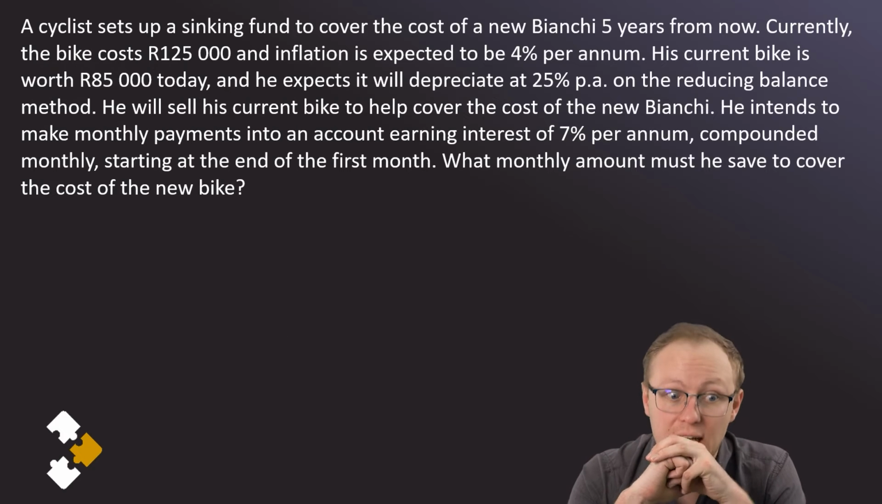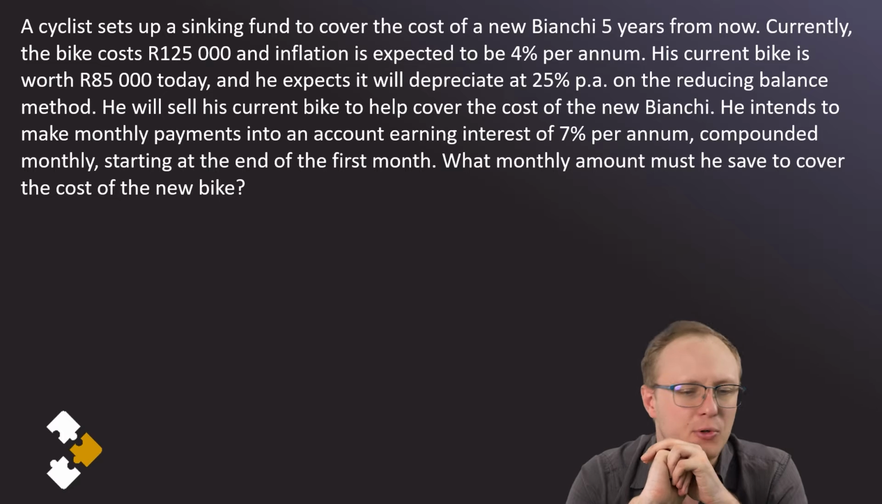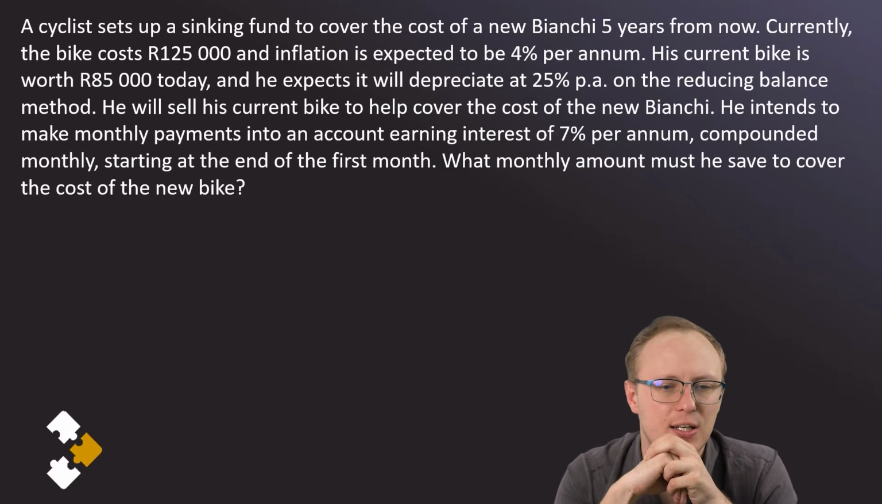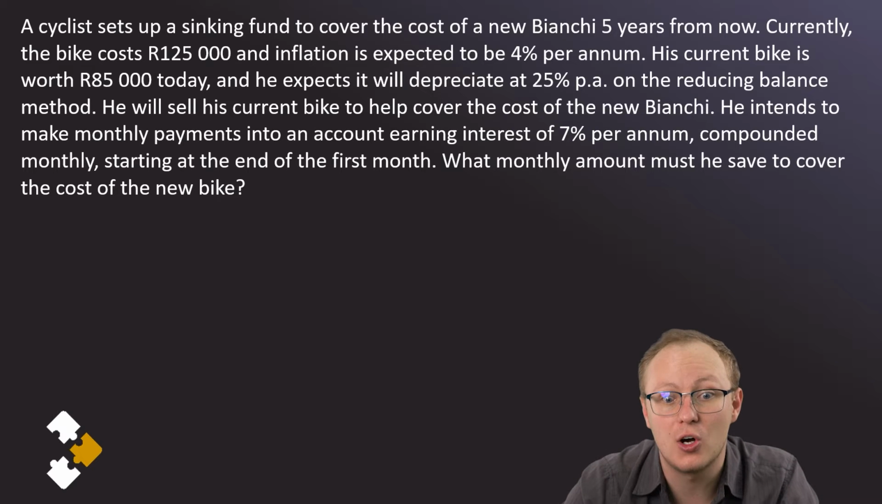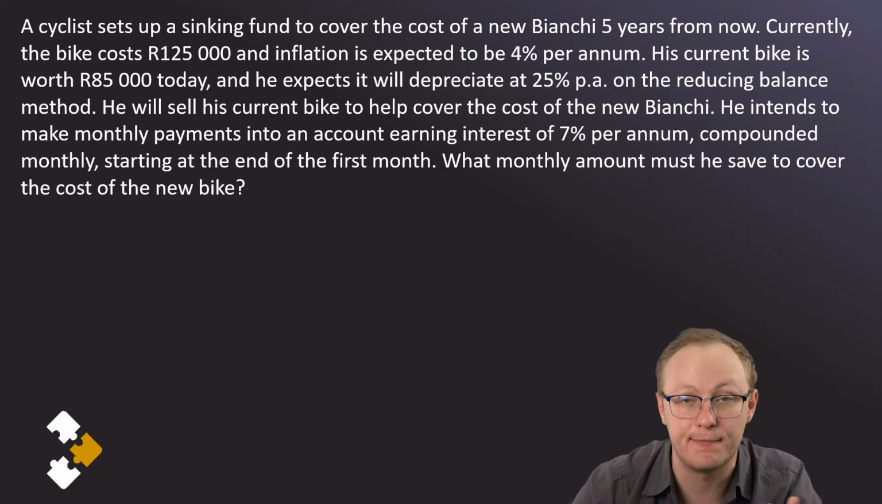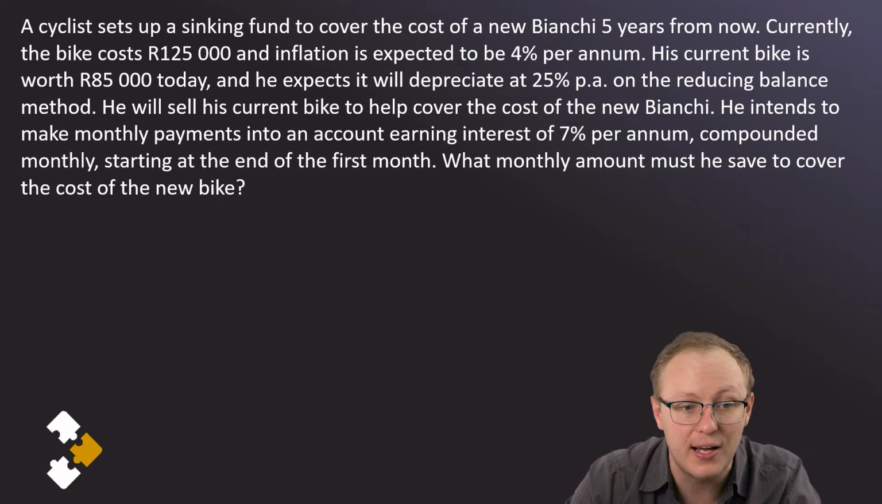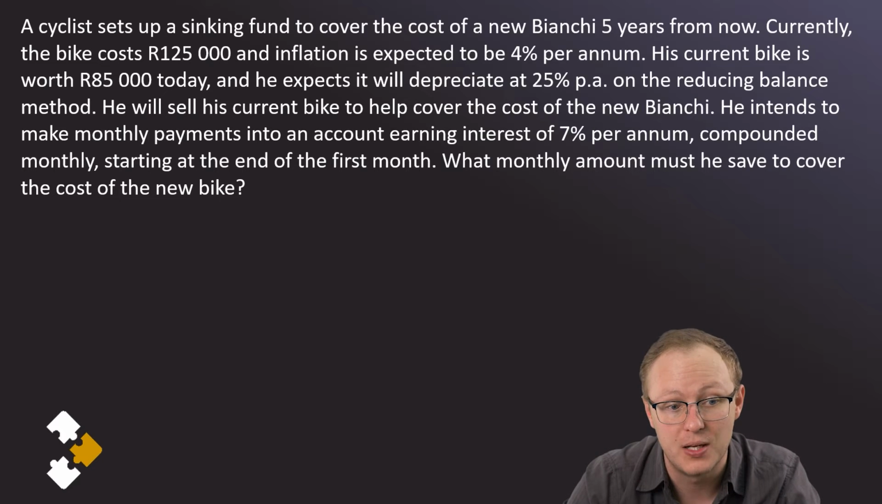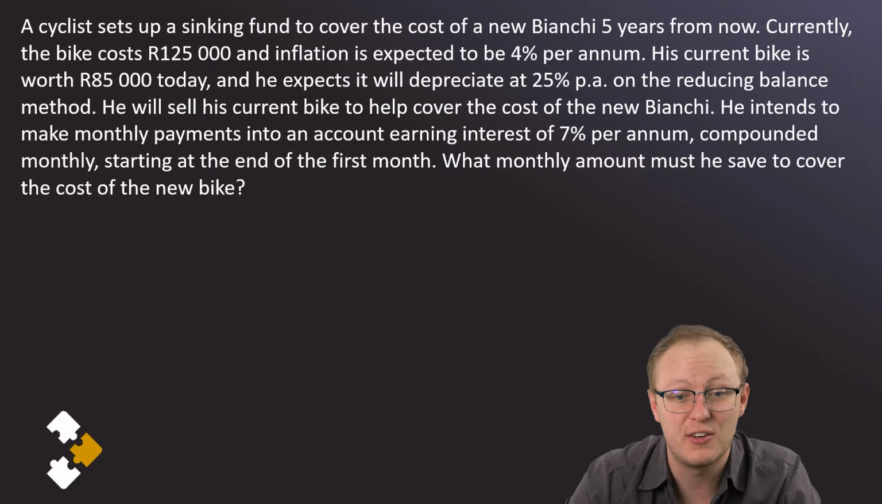So a cyclist is going to set up a sinking fund. Yeah, apparently whoever did this PowerPoint really likes cycling. A cyclist sets up a sinking fund to cover the cost of a new Bianchi 5 years from now. Currently, the bike costs 125,000 Rand and inflation is expected to be 4% per annum. His current bike is worth 85,000 Rand today, and we expect that it's going to depreciate at 25% per annum on the reducing balance method, right?